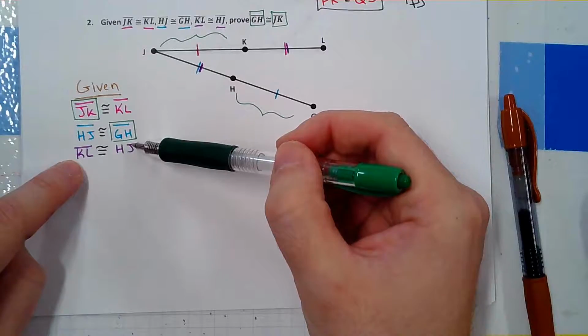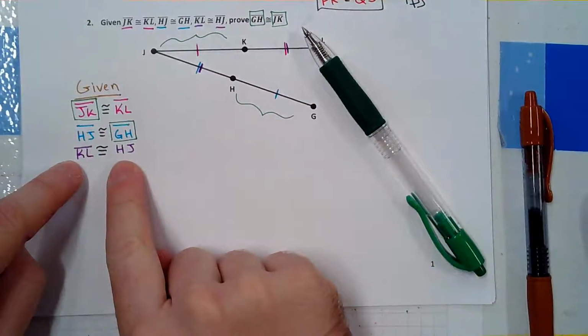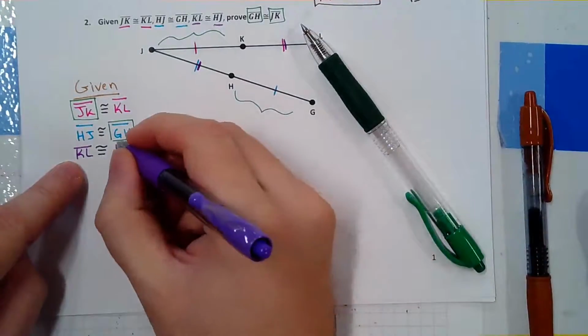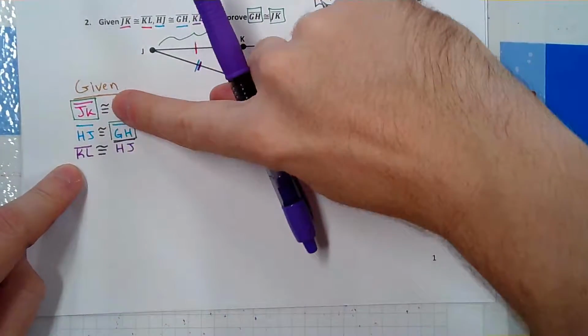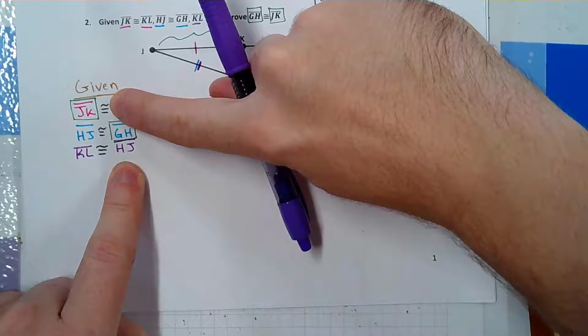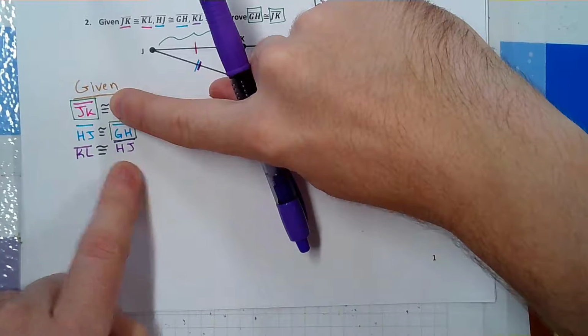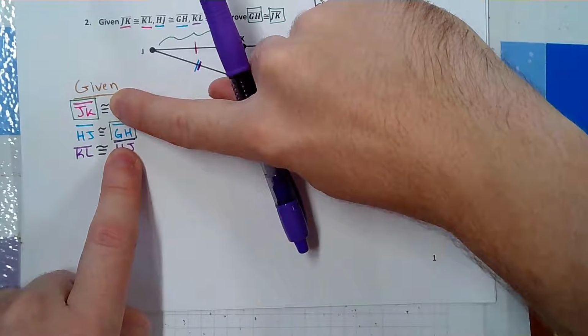Okay. So JK is congruent to KL. Another way of saying that is JK is congruent to HJ, because HJ is KL. So we could write that where it's JK equals HJ. And what do we know about HJ? It's congruent to GH, right?